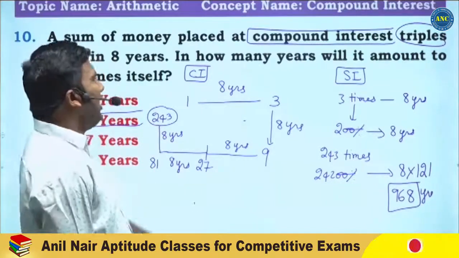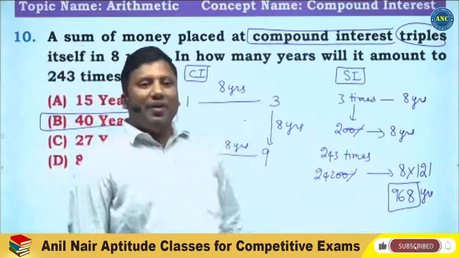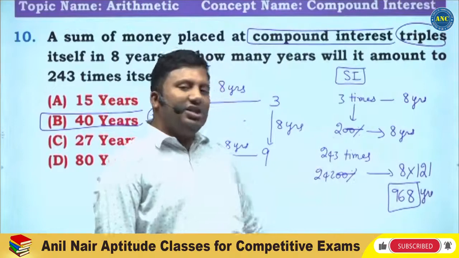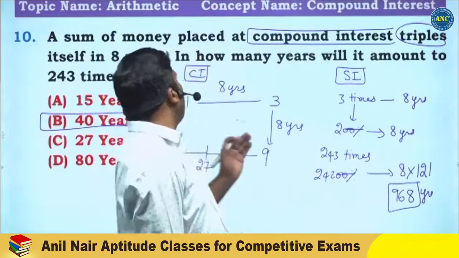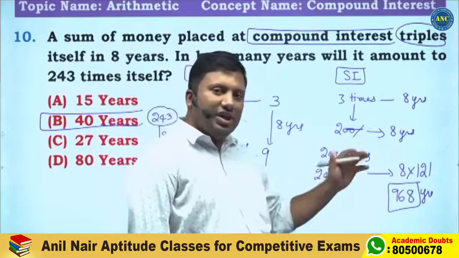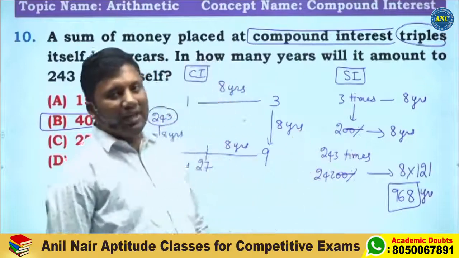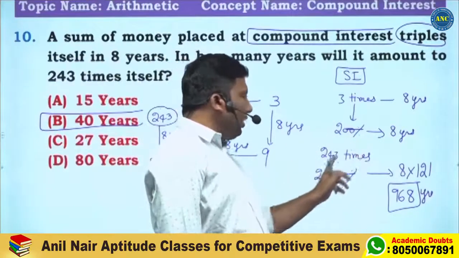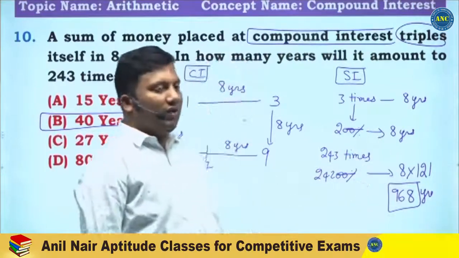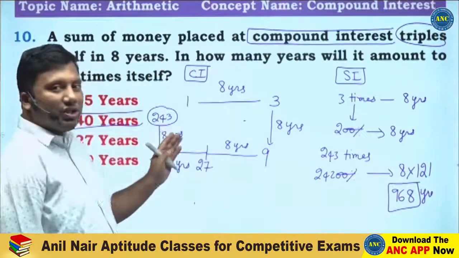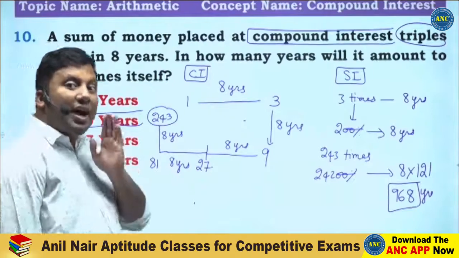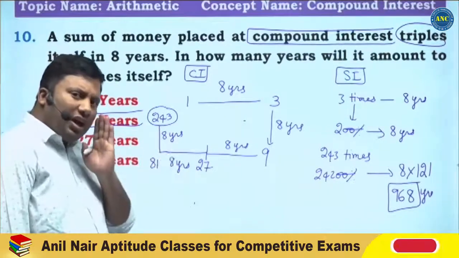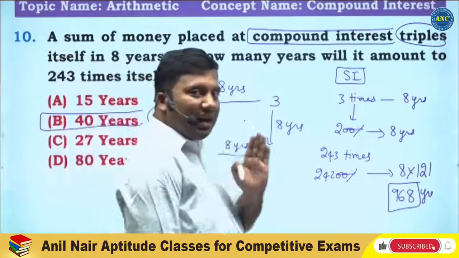I hope it is clear. 3 times in 8 years. Final value is k times the initial value. Percentage increase is 200% in 8 years. If it is 243 times, k minus 1 into 100%, how many years? 2 into 121, 8 into 121. This model can be asked both in compound interest as well as simple interest. Very easy concept. I hope the concept is clear to you.